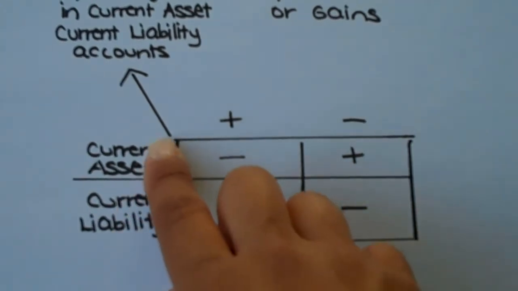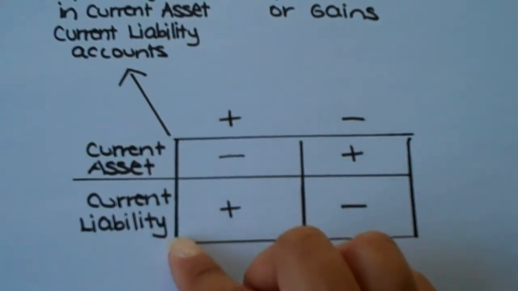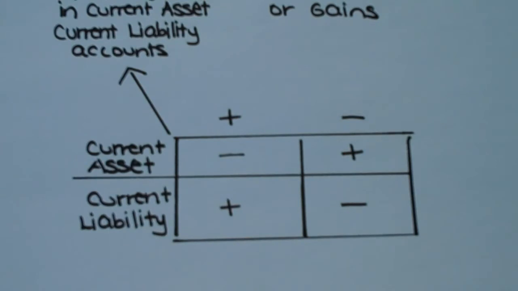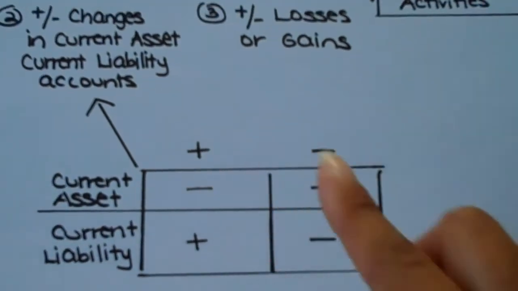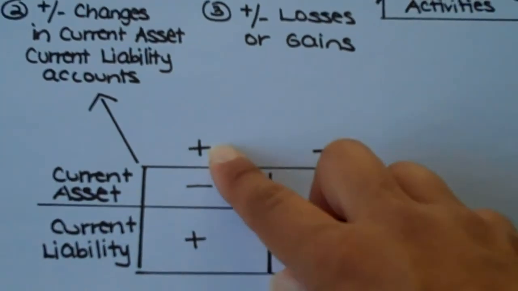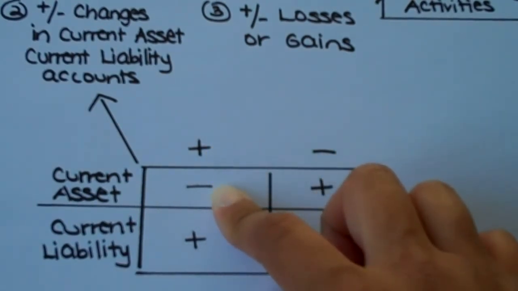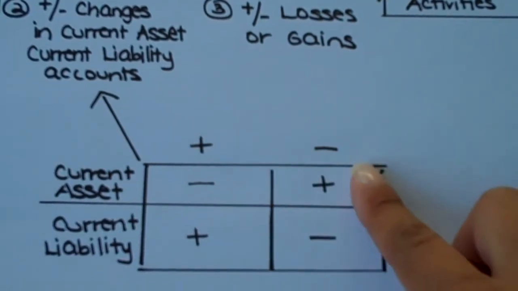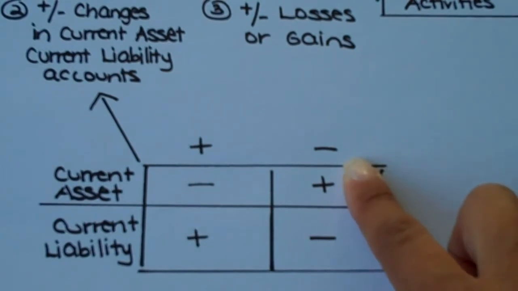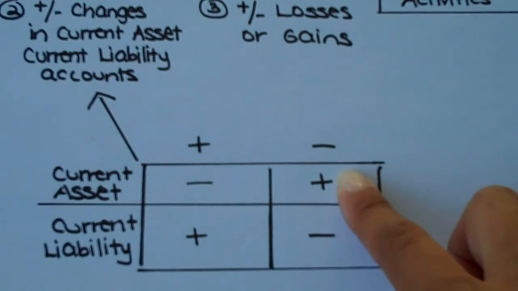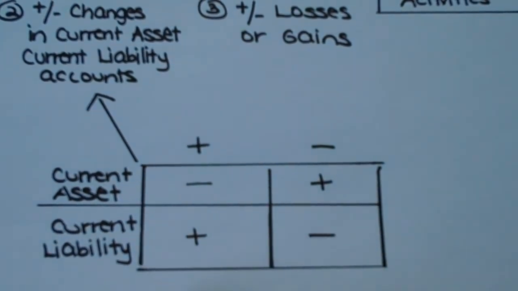So basically you're going to look at your current asset accounts and your current liability accounts. You'll find those on the balance sheet. If the balance has increased from last year to this year, you'll deduct the change from net income. If the balance from last year to this year has decreased, you'll add it back to net income. And the opposite is true for current liabilities.